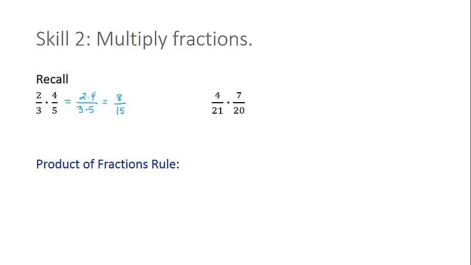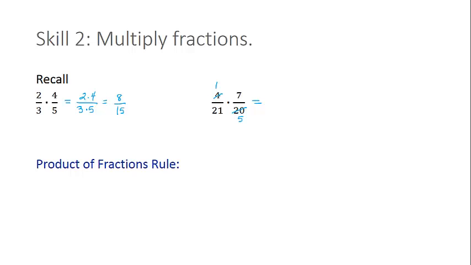4/21 times 7 divided by 20. In this case, we could multiply 4 times 7 divided by 21 times 20, but then we have to simplify that fraction. An easier way to approach it is to divide out common factors first. Notice that between 4 and 20, a common factor is 4. 4 divided into 4 is 1. 4 into 20 is 5.